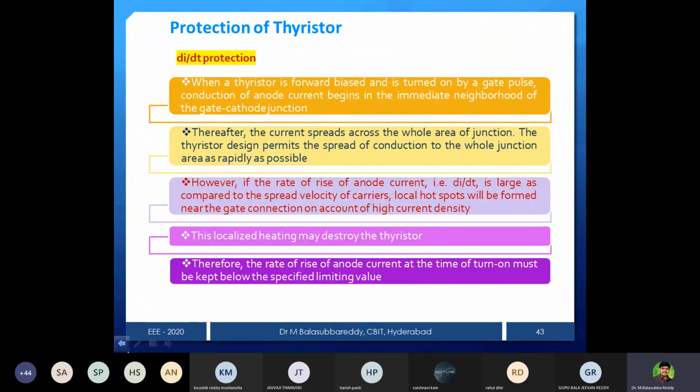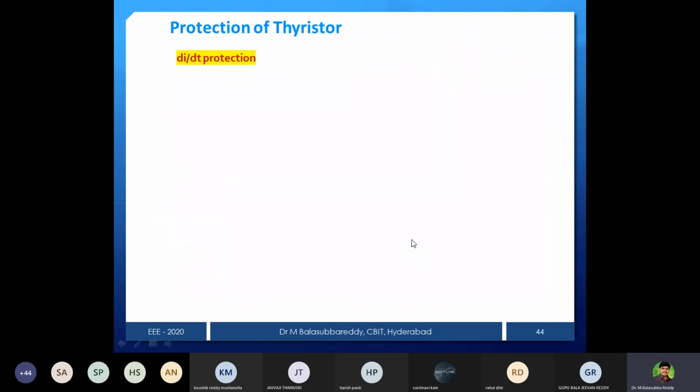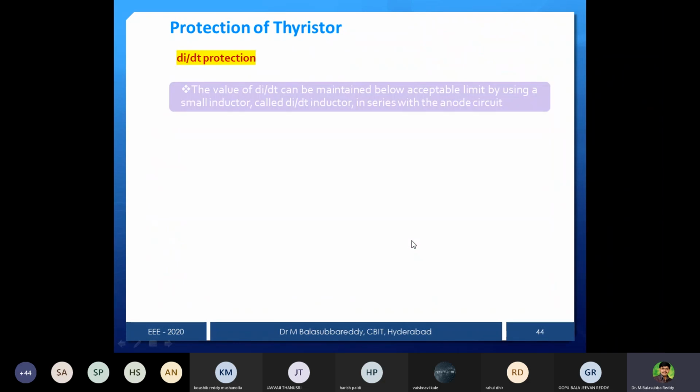Therefore, the rate of rise of anode current at the time of turn on, di/dt at turn on, must be kept below the specified limit. That is the only reason di/dt protection is required. We need to keep the di/dt value always less than the specified value while giving the gate current during the on process. So how can the value of di/dt be maintained below the accepted limit? By using an inductor, a smoothing inductor, or you can say a di/dt inductor.